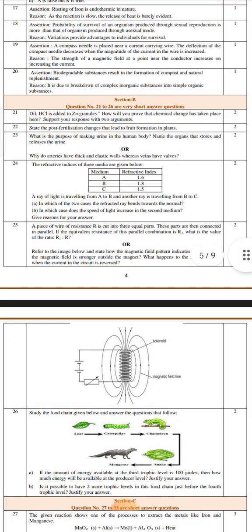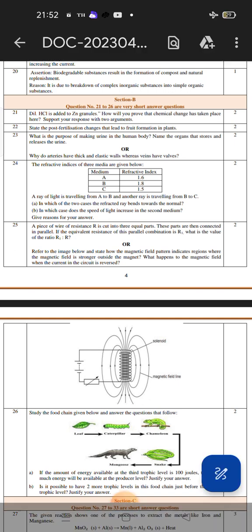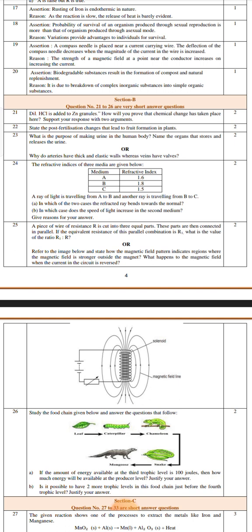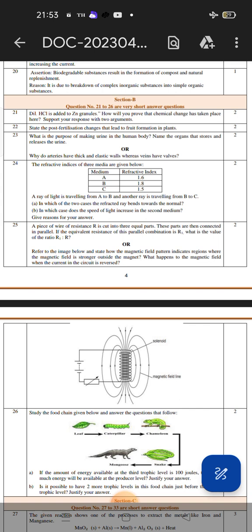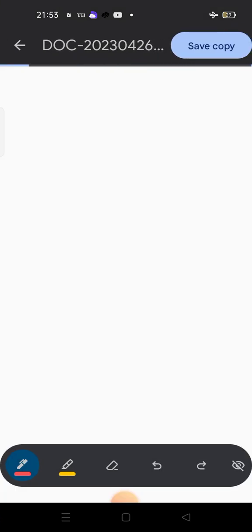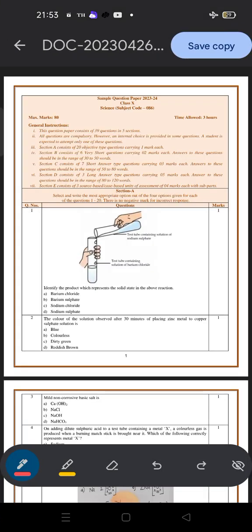What does the question say? The question says dilute HCl is added to zinc granules. How will you prove that chemical change has taken place here? Support your response with 2 arguments. So one correct argument will give you 1 mark. So 2 correct arguments in favor of your response will give you 2 marks. So let's see how to answer this question.